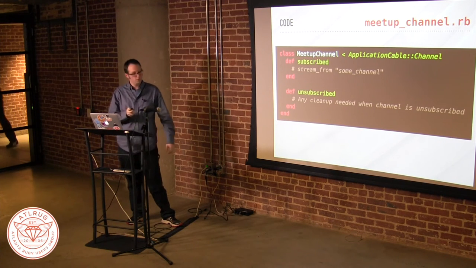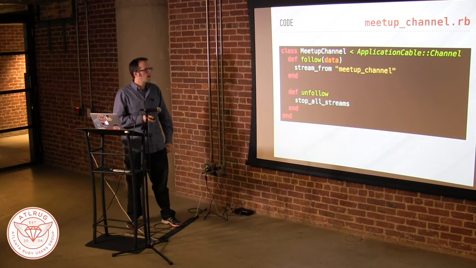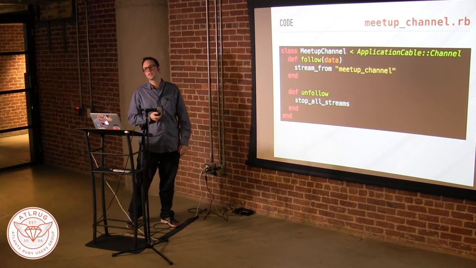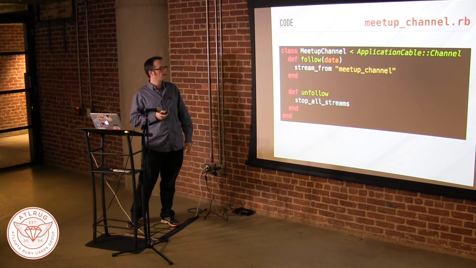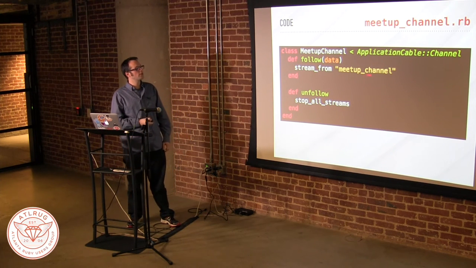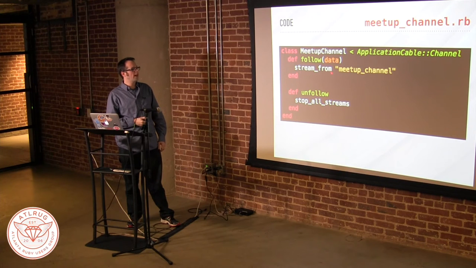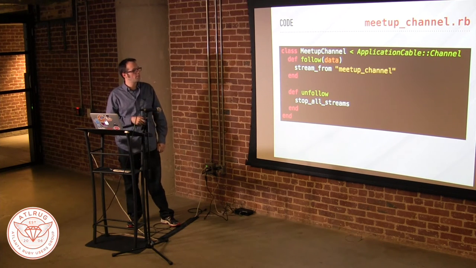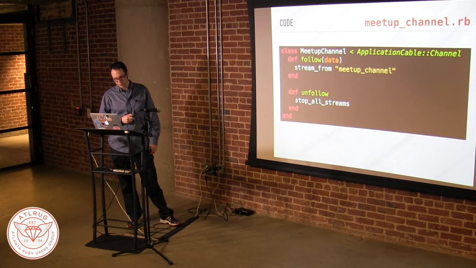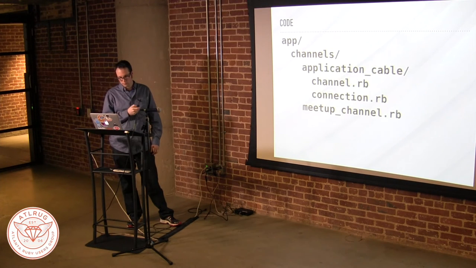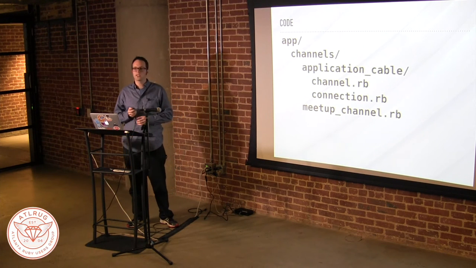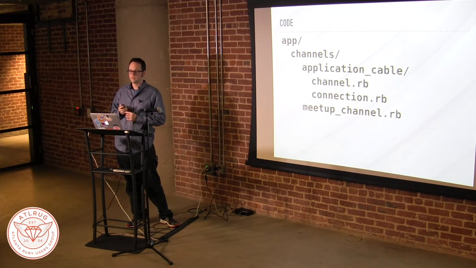So let's look at an example. Here, follow doesn't have any particular magic. You just have to call it by name on the client side. I'll show you that in a little bit. Notice I've uncommented stream_from and just have a meetup channel. So anyone that hits this follow will all be in the same stream, in the same connection. And that's a really quick overview of the server-side Action Cable files you'll find.